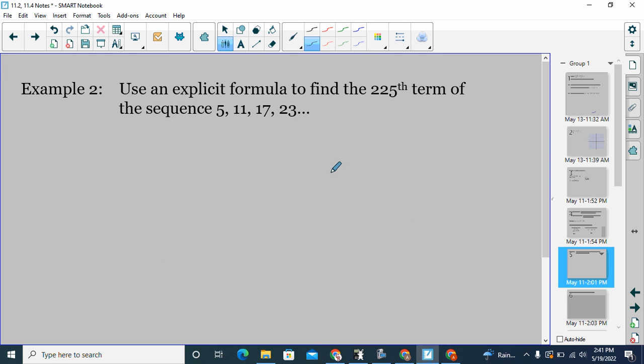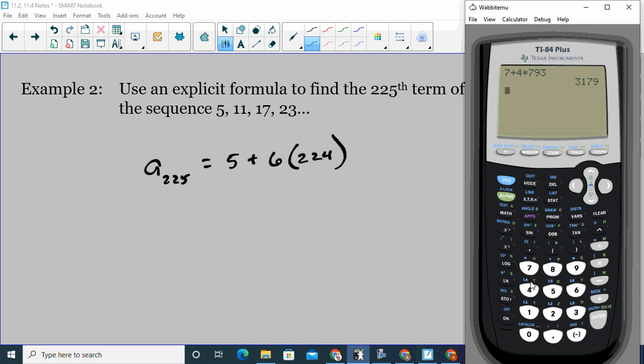Example 2 asks us to use an explicit formula to find the 225th term of the sequence 5, 11, 17, 23. First, we should verify that we do have an arithmetic sequence, plus 6, plus 6, plus 6. We are looking for the 225th term. That is equal to the first term, 5, plus the common difference. We're adding 6 over and over again, times 1 fewer than the number term that we're looking for. 225 minus 1 gives me 224. And we get the 225th term to be 1,349.